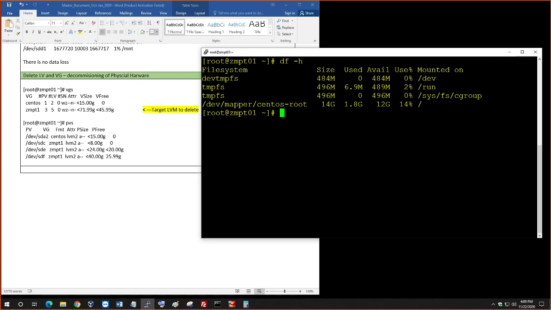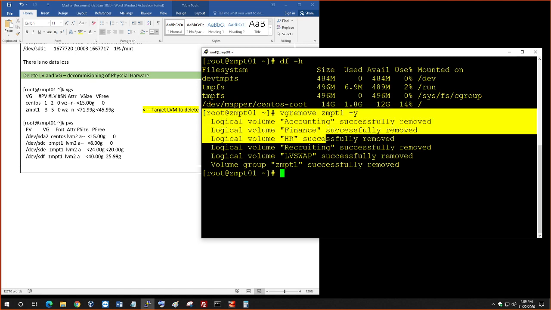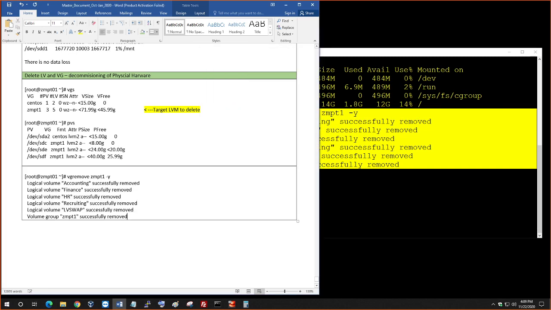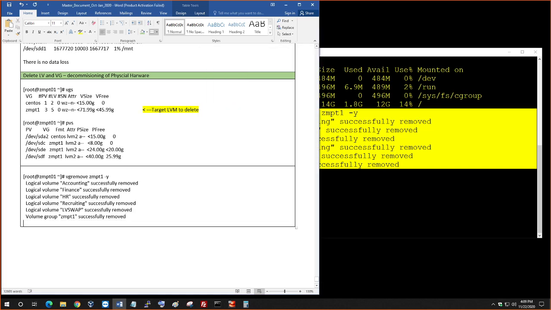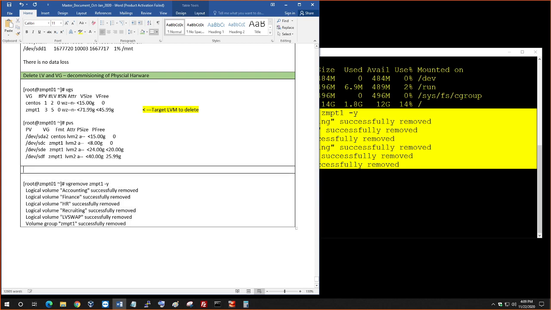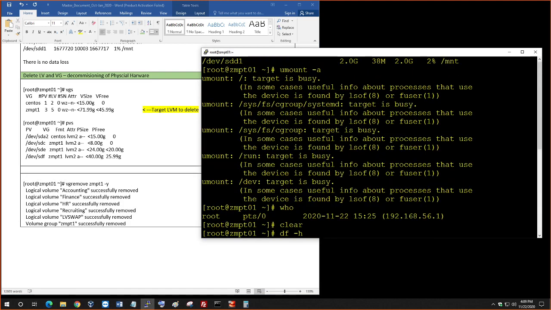Okay, it actually has removed it. So you unmount it and then you run this command and voila, all the disks, all the drives are gone. Okay, it's been removed. What you might want to do is mount -a.